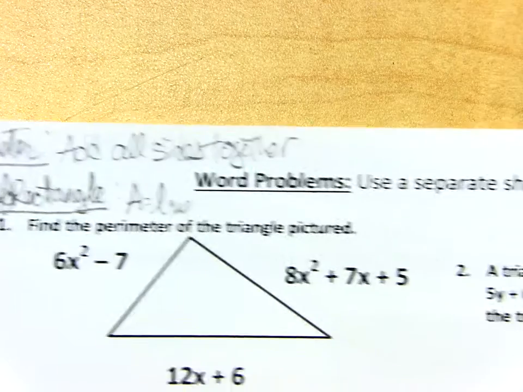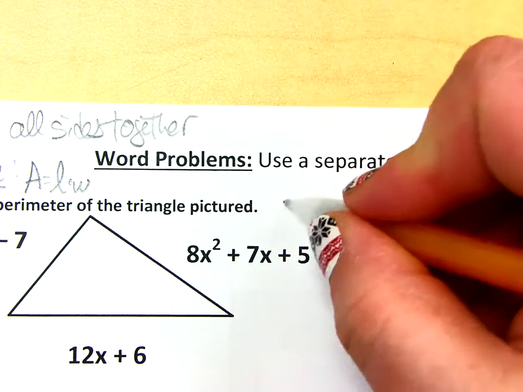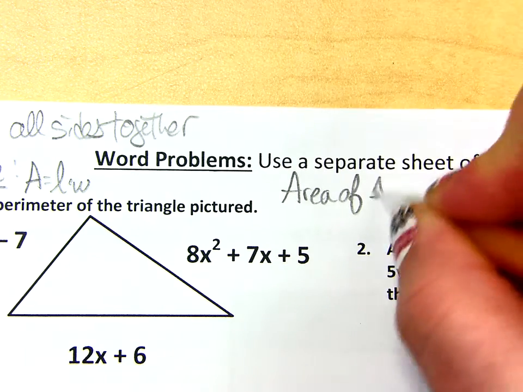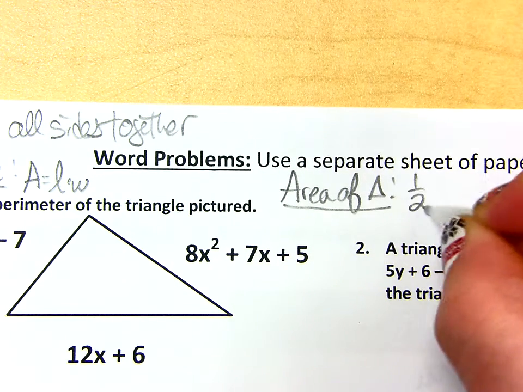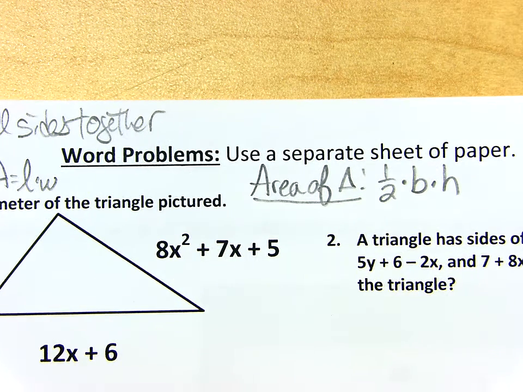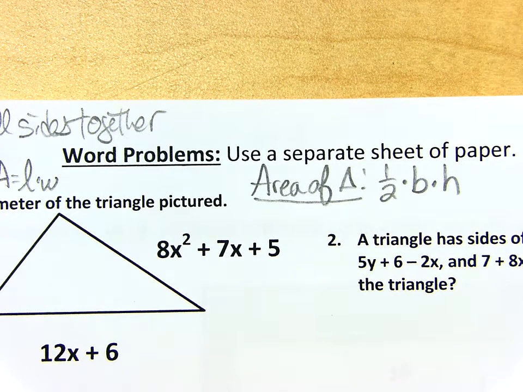And I just want to refresh our memory of what the area of a triangle formula is. Area of a triangle is 1/2 the base times the height. Make sure that you remember that base and height have to be perpendicular to each other. You can't just pick two random sides. Half of that gets you your area.